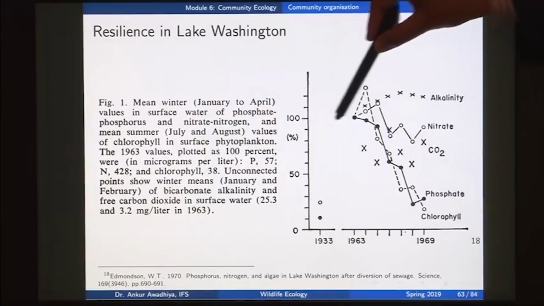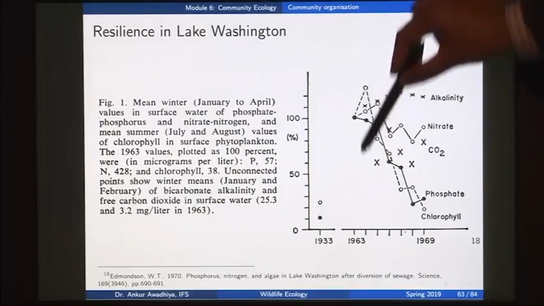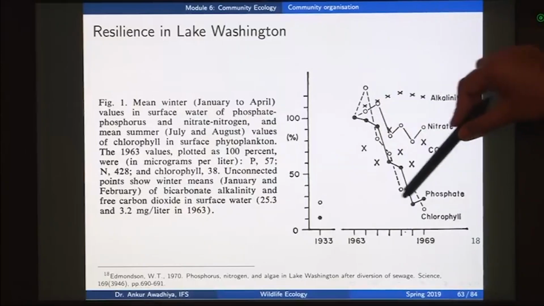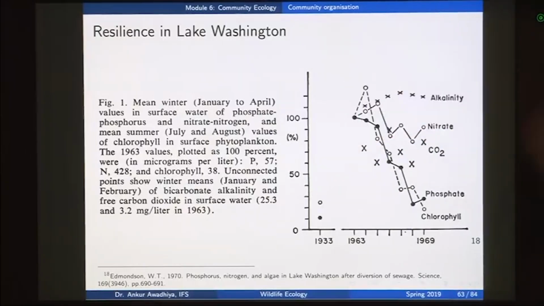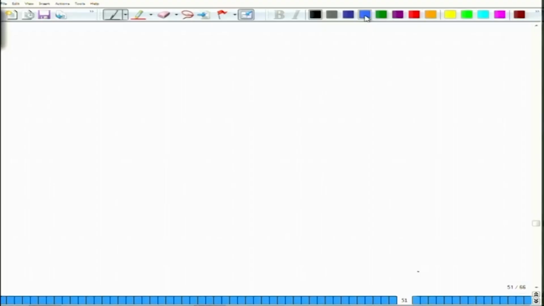So from a 100% level that we measured in 1963, here the level is close to say 20% or 25%. Now why was this phosphorus able to come out of the system? How was this community resilient enough that it was able to get rid of the phosphorus? Because as long as you have a heavy dose of phosphorus in your ecosystem, there will be more and more growth of these planktons.